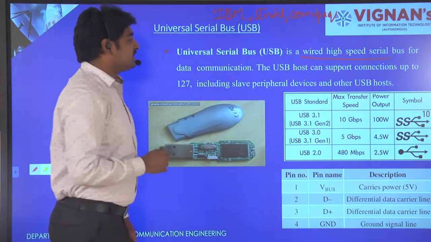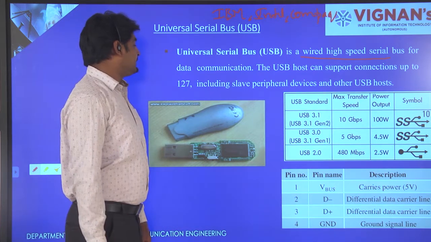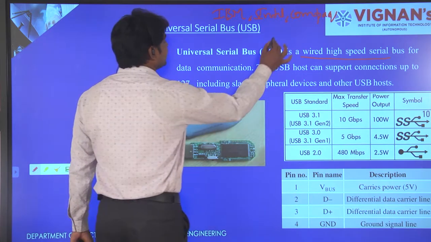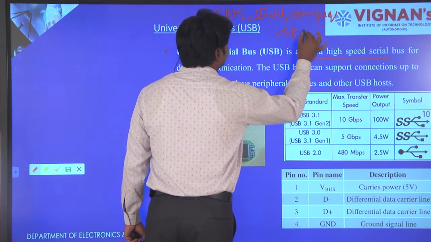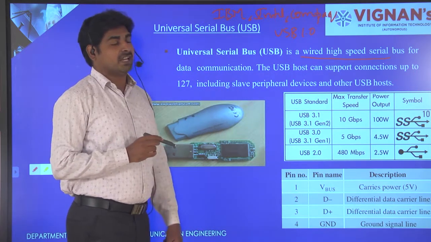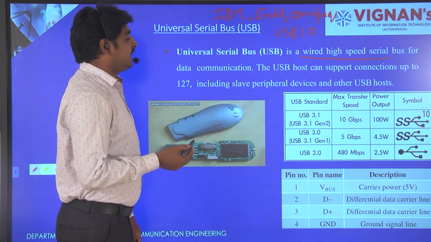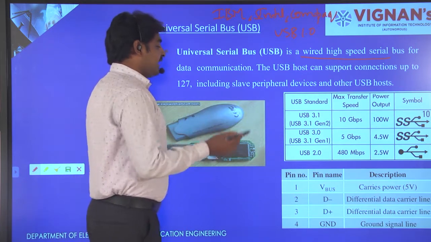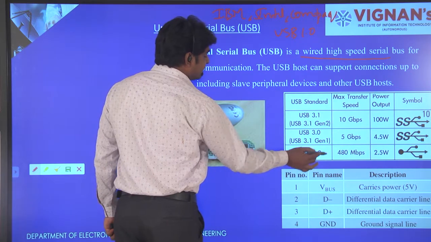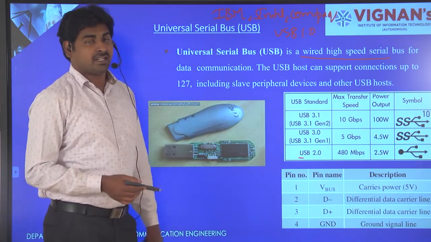So these companies put a lot of effort into developing this universal serial bus, and the first USB which was developed was USB 1.0. This USB 1.0 has a very low data rate, which means it can transmit data at very low speed. Later on, as the years passed, USB was developed to USB 2.0, then to USB 3.0, then to USB 3.1.